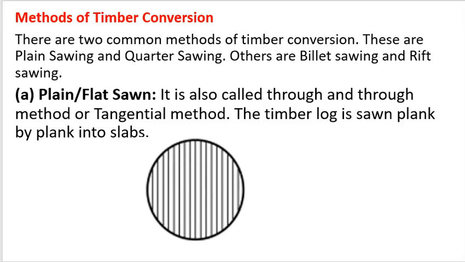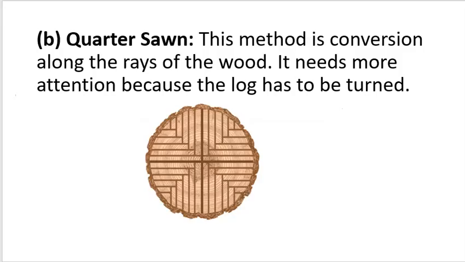So when the tree is felled, maybe by chainsaw, you immediately convert the log into planks. You cut it straight, in parallel form. So the timber log is sawn plank by plank into slabs.